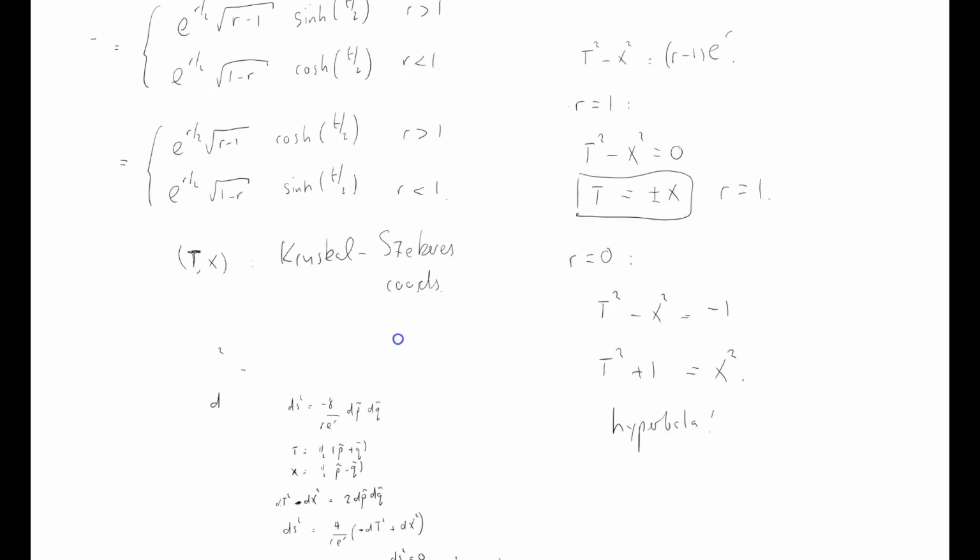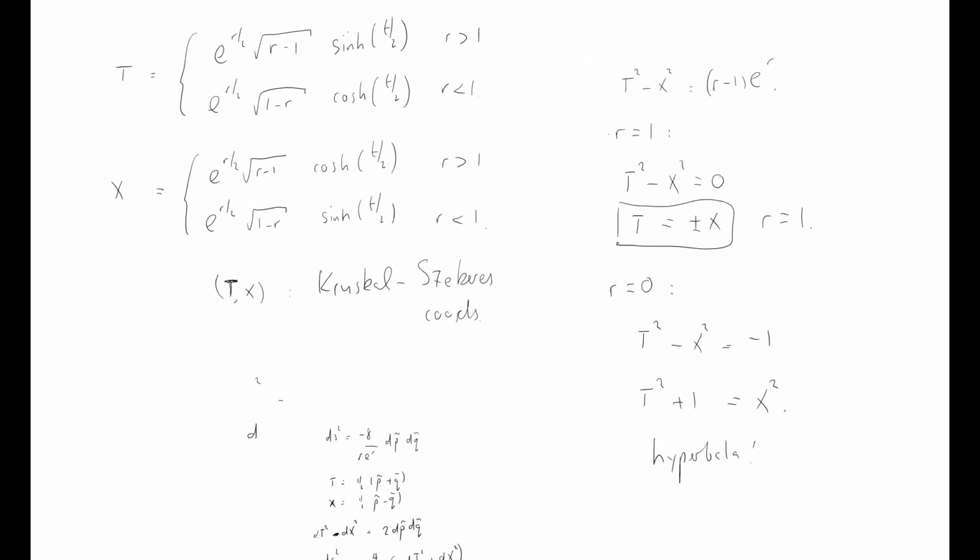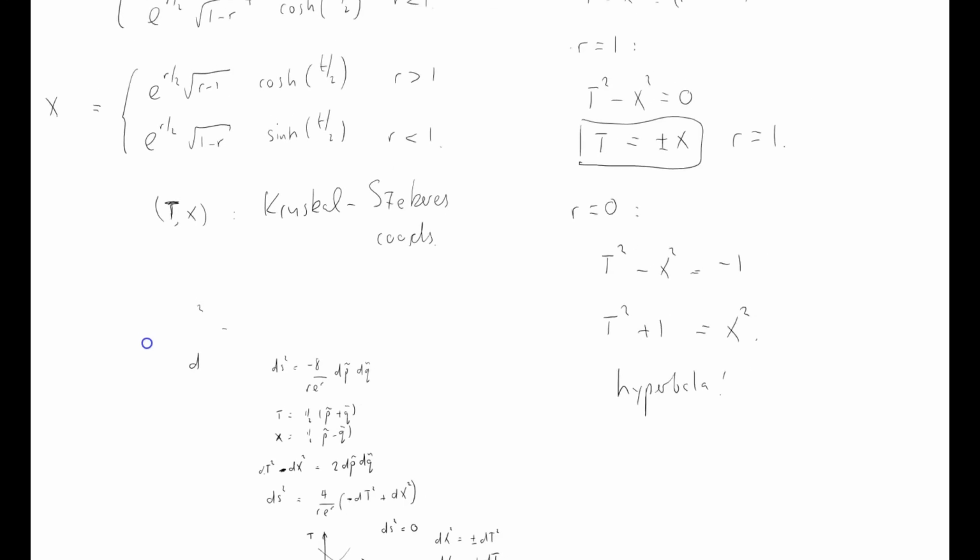But for the moment, I just want to stop there. We've got these beautiful Kruskal-Szekeres coordinates here, where light travels at 45 degree lines, and we've got these other relationships here, which I'll show you visually in the next screencast. Stop.